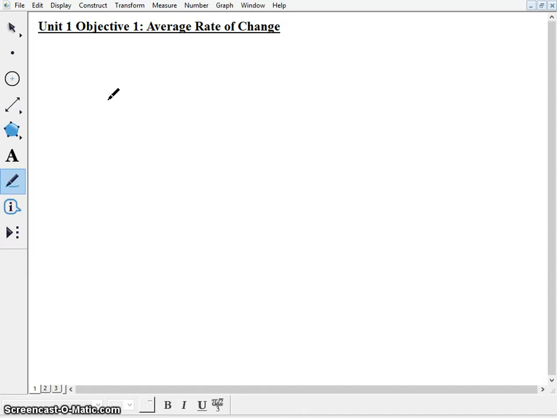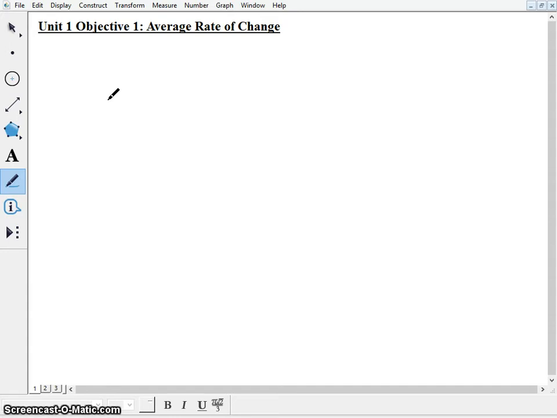So average rate of change is the first thing we're going to talk about. There are two big ideas in calculus. One is finding the slope of a curve at any time, and the other one is finding the area under a curve. So we're going to start with the first big question, finding the slope of a curve.